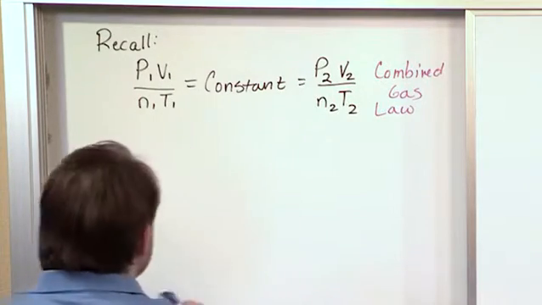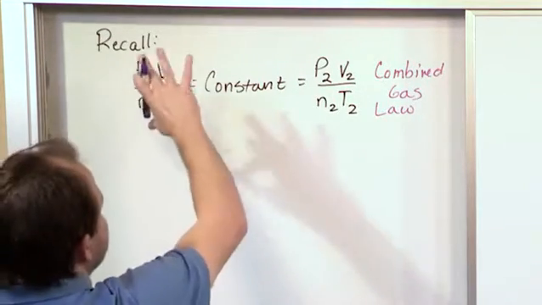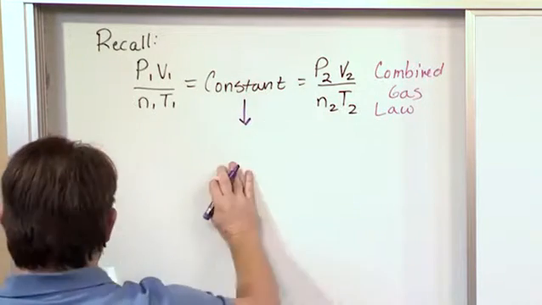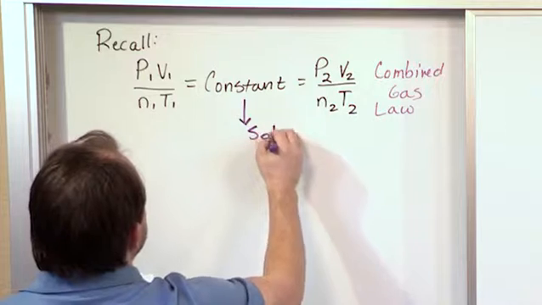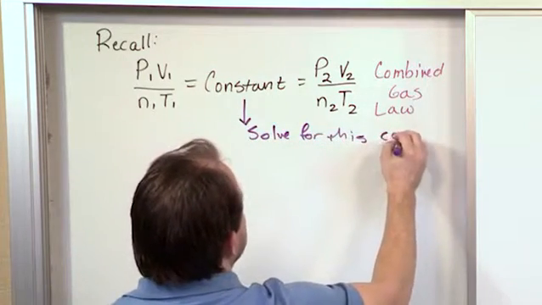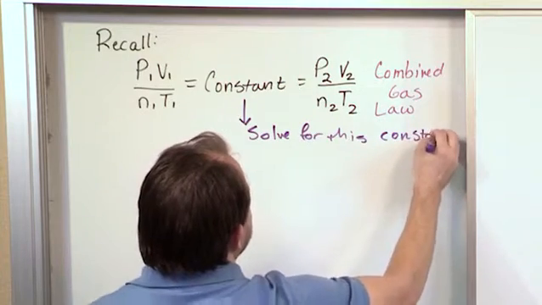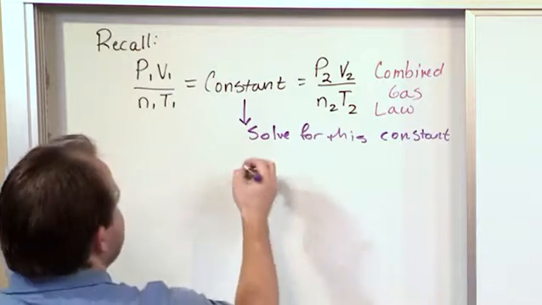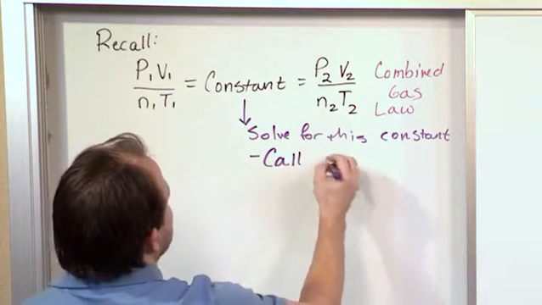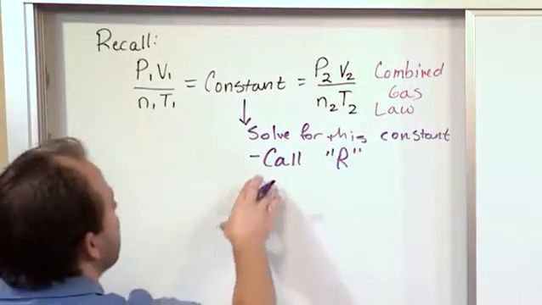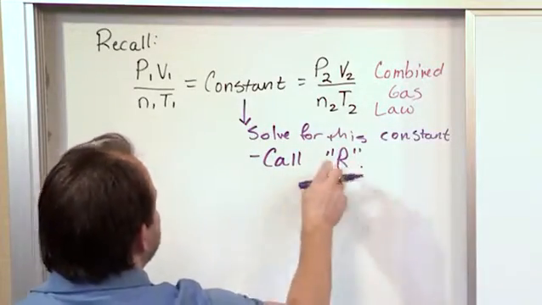But now what we want to do is derive what we call the ideal gas law. So we really want to find this constant. We want to solve for this constant. And what you're going to end up finding is it's going to be called the universal gas constant. We're going to call the constant capital R. You'll see that in your chemistry book. We want to call this gas constant R, capital R.